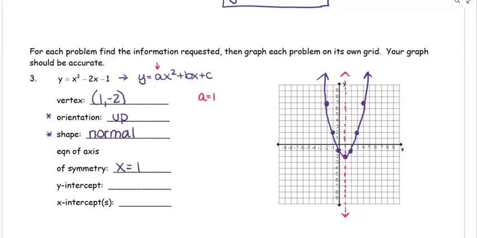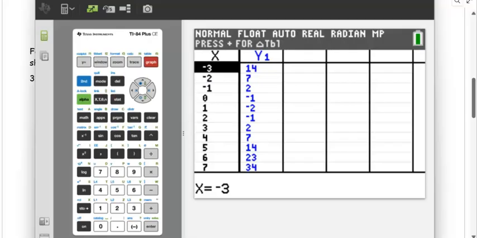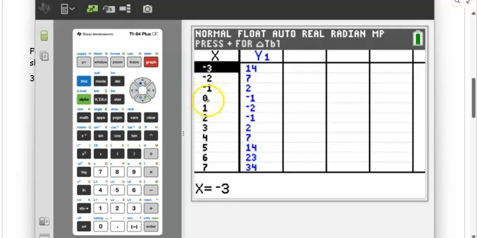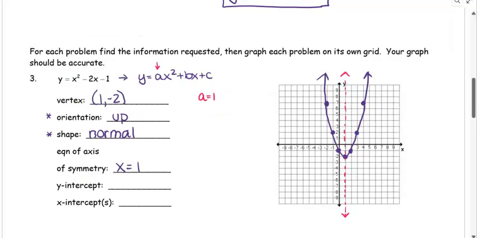Now I also want to know what my y-intercept is. Keep in mind, to find the y-intercept, you can always take a look at what the table says where x is equal to 0. In this case, x is equal to 0 and y is equal to negative 1. So my y-intercept is at 0, negative 1.